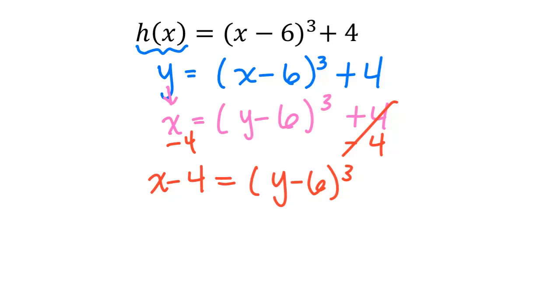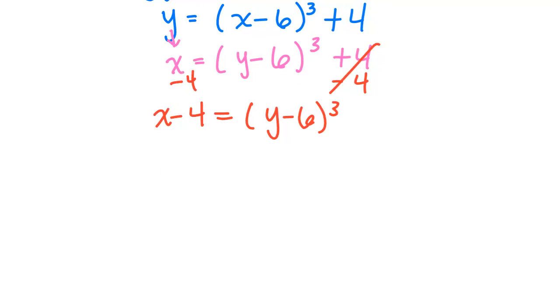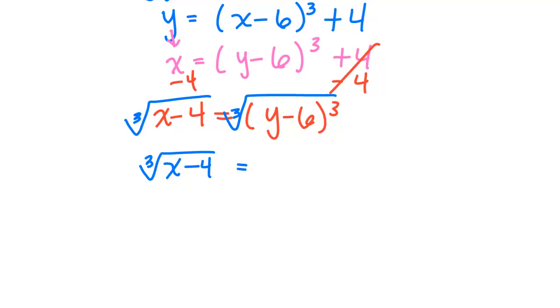All right, then following PEMDAS in reverse, what do you get rid of after? The cubed or the -6? What do we do first? The cubed. So how do we get rid of a cubed? Take the cube root of each side, right? So then I have the cube root of x minus 4 equals the y minus 6, because the cube root and the cube cancel.